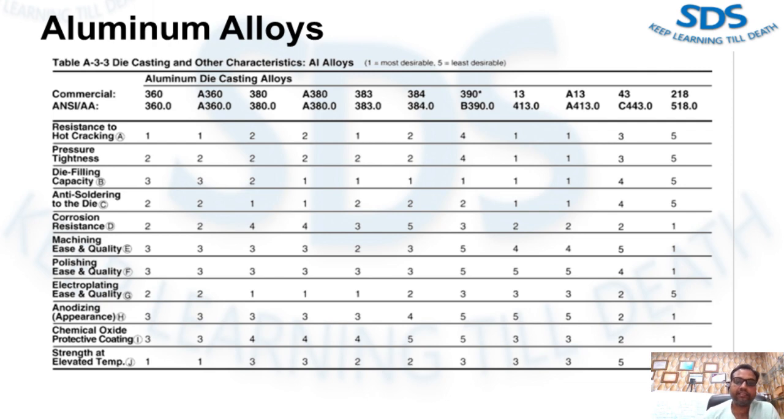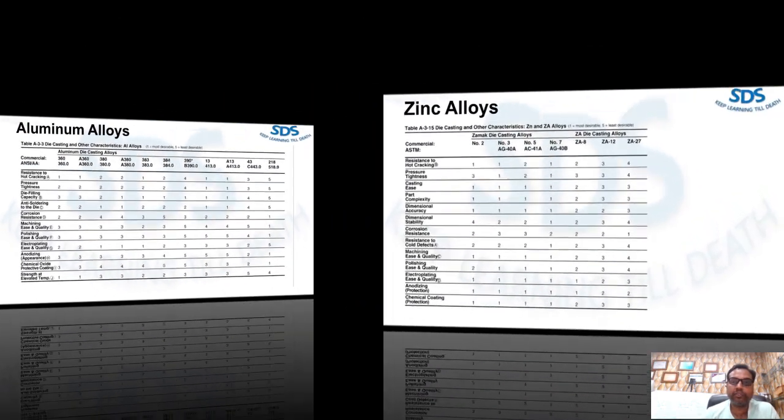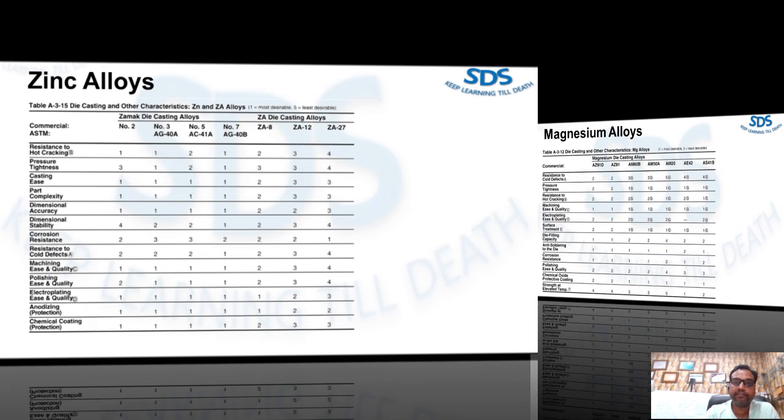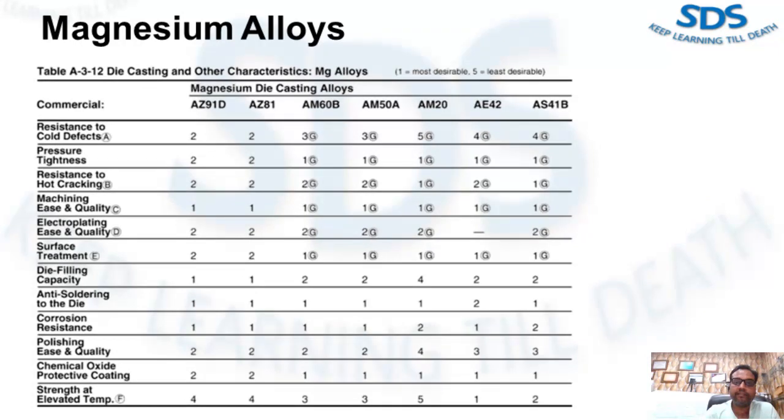As you can see, there is a table showing the most popular aluminum die cast alloys used today. Also we are presenting other tables for the most popular zinc and magnesium alloys used today. You can see these tables, for zinc and also for magnesium alloys. These are the most common alloys which we are using for die casting.